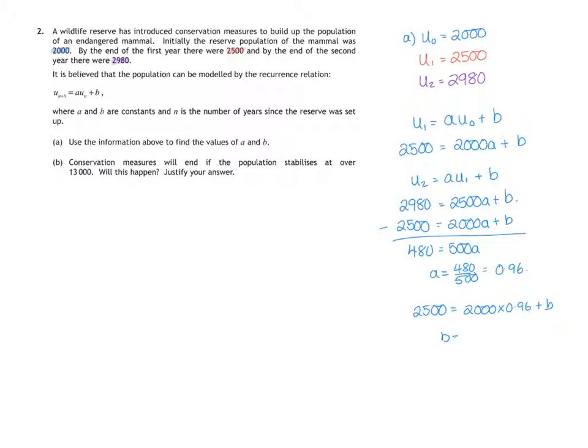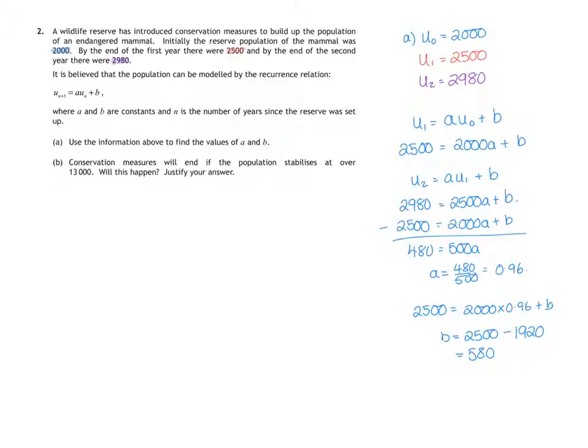So B is going to be that 2,500. And then we're going to take away 1,920, and that's the 2,000 times 0.96. And that gives us an answer of 580. Right, so we've got that part, so we have to go to part B.